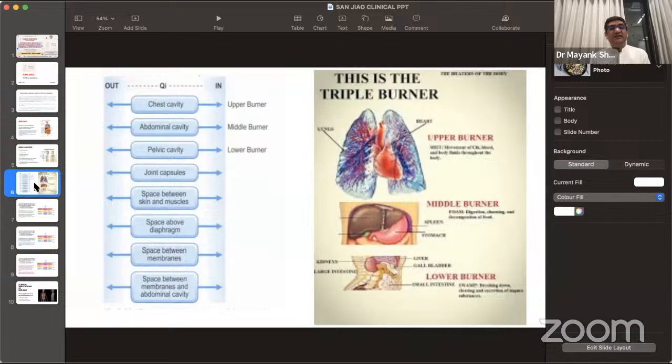Now look at this particular chart very carefully. Here on the left hand side, you will see that the three cavities, the chest, the abdomen, and the pelvic cavity, correspond to the upper, middle, and lower burners. And they have an in and out function. Now look at this very carefully. The energy coming in to Sanjiao and going out of Sanjiao in an activated form. This is the beauty, the secret of Sanjiao.